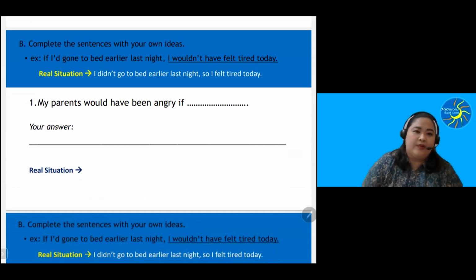For example, if I'd gone to bed earlier last night, I wouldn't have felt tired today. And the real situation is, I didn't go to bed earlier last night, so I felt tired today. So remember, every time you want to check the real situation, it has to be happened in the past. Yeah, because we're talking about third conditional. Okay. Now, let's move on to the first question.